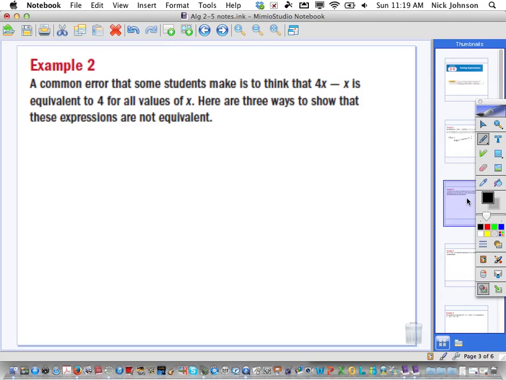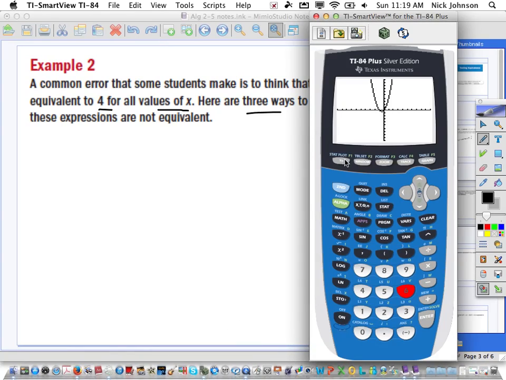So let's look at example 2. It says a common error that some students make is to think that 4x minus x is equivalent to 4 for all values of x. Here are 3 ways to show that these expressions are not equivalent. Okay, we're going to graph these. So that's going to be one way. So they say 4x minus x is the first one, let me clear that out. Okay. And the second one is 4. It's equivalent to 4 every single time.